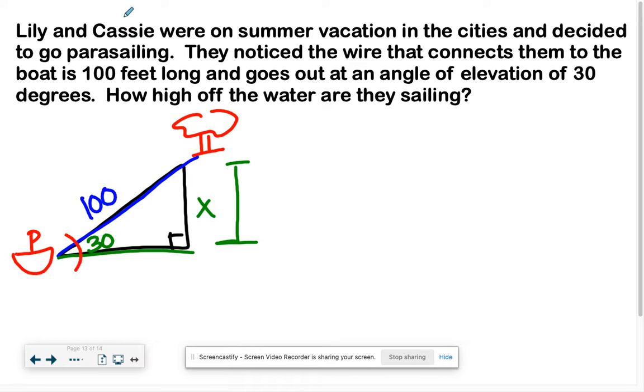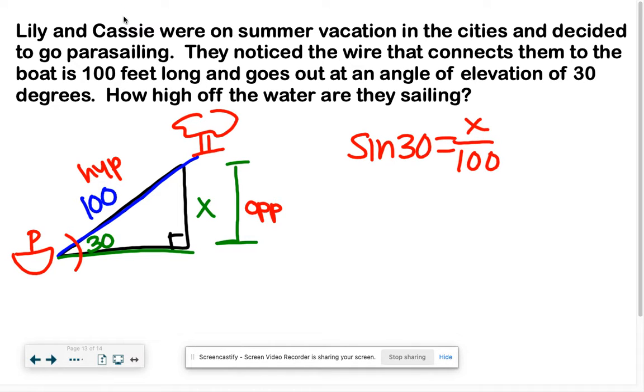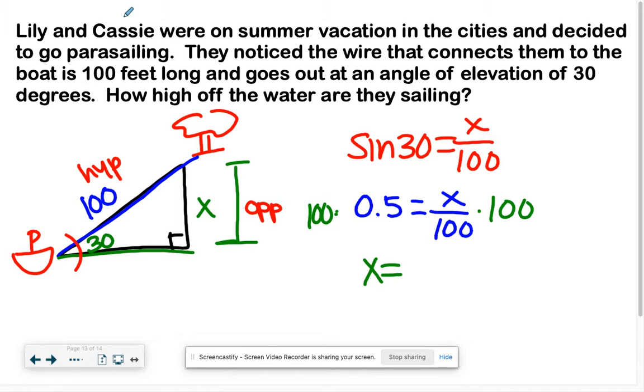So now again, mark your angle, label your sides. X would be opposite. 100 would be your hypotenuse. So it looks like we're using what again, kids? Sine. So sine of 30 equals x over 100. Let's figure out what sine of 30 is. 0.5. Then multiply by 100. So we should get 50, I hope, is what you got? So those girls are 50 feet up in the air.